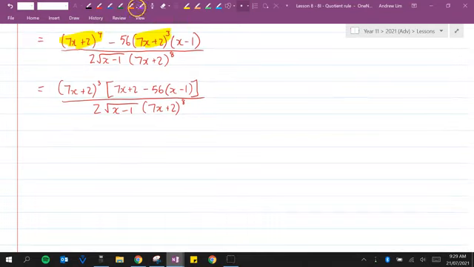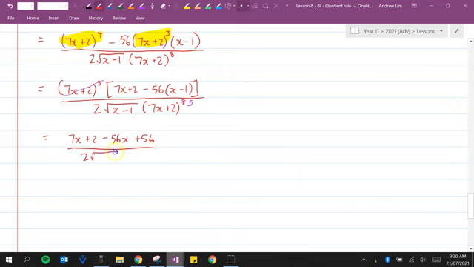I can see that I can cancel out this and 3 of them over here, leaving me with 5. So I'm just going to do that, and then I'm going to expand the brackets and simplify. So in the numerator we've got 7x plus 2 minus 56x plus 56 all over 2 root x minus 1 times 7x plus 2 to the power of 5.